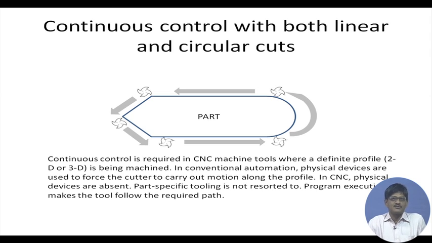So, the cutter has to have the ability to move along straight lines, to move along lines which are at an angle to both the x and y axes, and also along a circular path. When we have conventional automation, if such a part has to be cut, generally physical devices will be employed in order to realize these motions of the cutter. In CNC, we will be simply programming for these motions of the cutter all around the part.